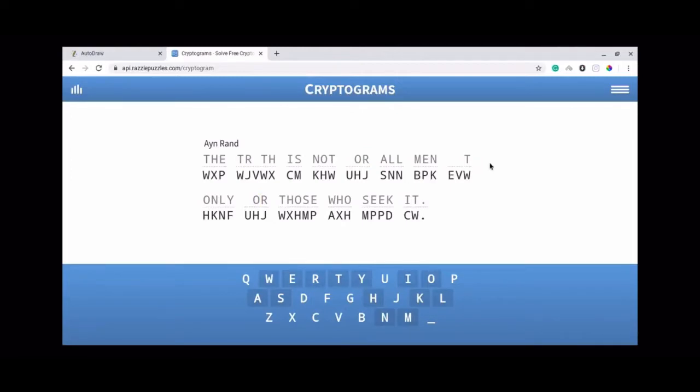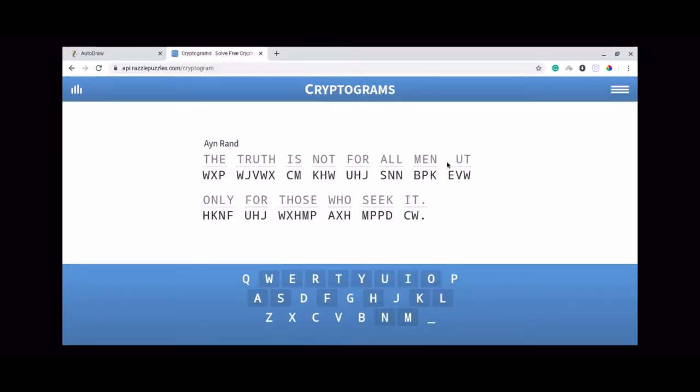Now you have that. Almost finished word. Only one letter can go there. "Truth." The truth is not. And again, if you look at the remaining letters, only one letter fits. F. So you have the truth is not for all men. Blank. Only for those who seek it.